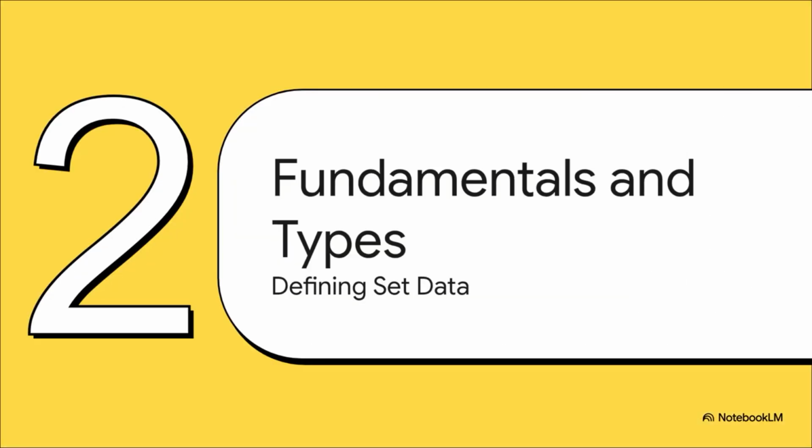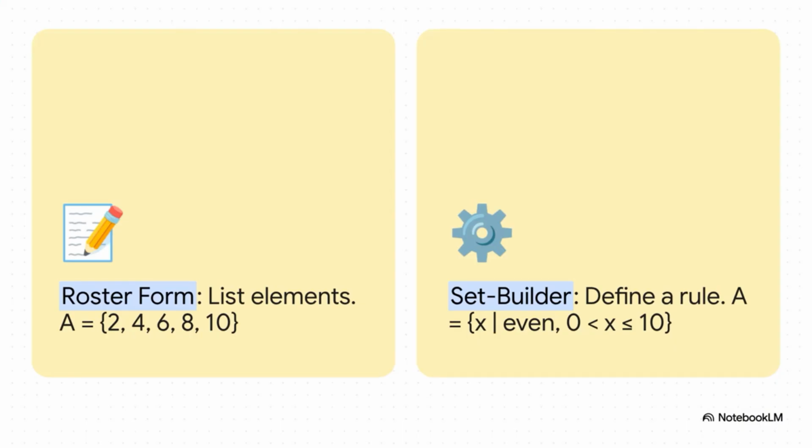Section 2. Set fundamentals and types. So what actually is a set? At its core, it's just a well-defined collection of distinct objects. But how do we actually write that down on paper? Well, we've got two main ways. The first is roster form, which is super simple and direct. You literally just list out every single element inside curly braces. Like A equals {2, 4, 6, 8, 10}.